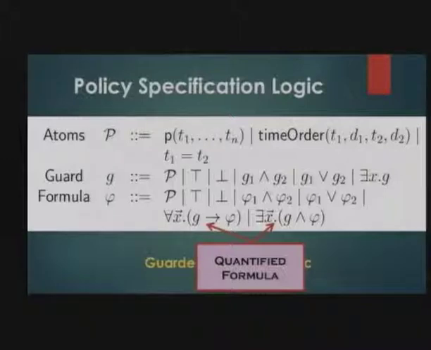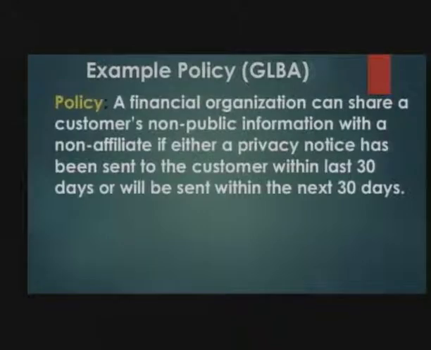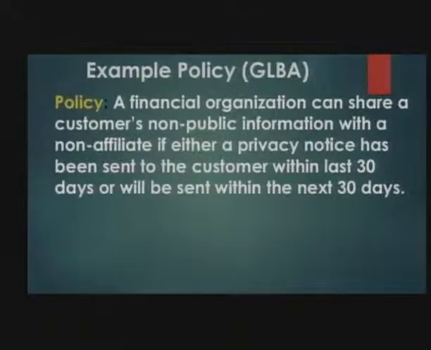Okay. Now let's look at some example policies. So we'll take an example policy from GLBA, which stands for the Gramm-Leach-Bliley Act. It's for financial organizations. Say the regulation basically says a financial organization can share a customer's non-public information, which means your account number, your social security number, your credit score possibly, with a non-affiliate, if either a privacy notice has been sent to the customer within the last 30 days, or a privacy notice will be sent within the next 30 days of the disclosure. That's basically what the regulation says.